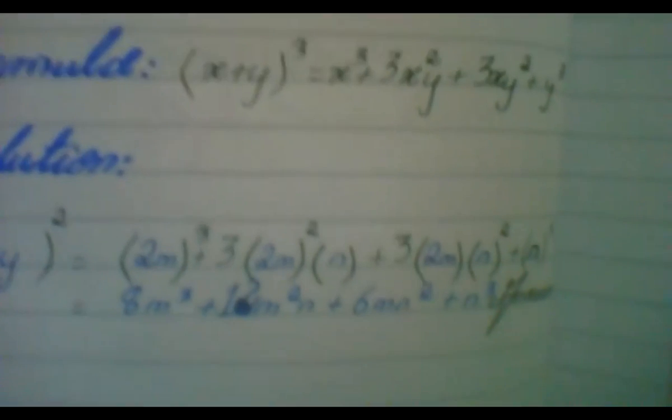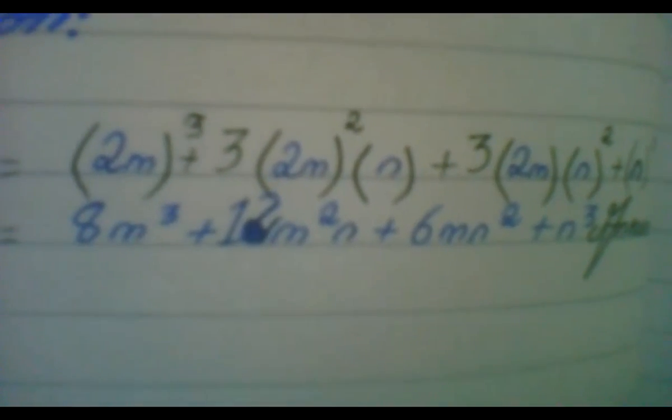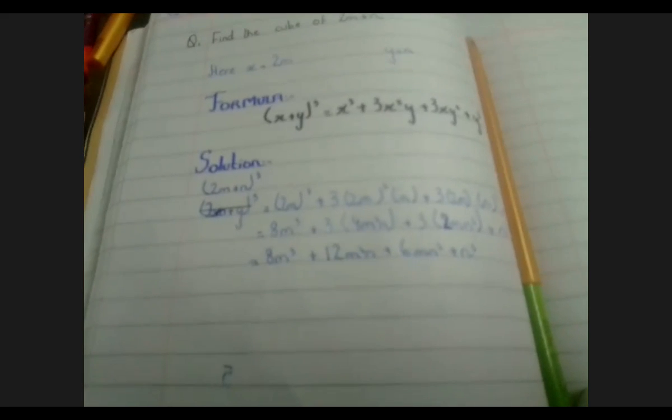How many steps are there? Let's check. Y is equal to n. Absolutely correct. Formula is correct. Very good. But how many steps are there? 2 steps are there. I want 3 steps. Step number one, Sanya, value putting. Step number two, just find out squares. And step number three is multiply all the terms. Okay, multiply the brackets.